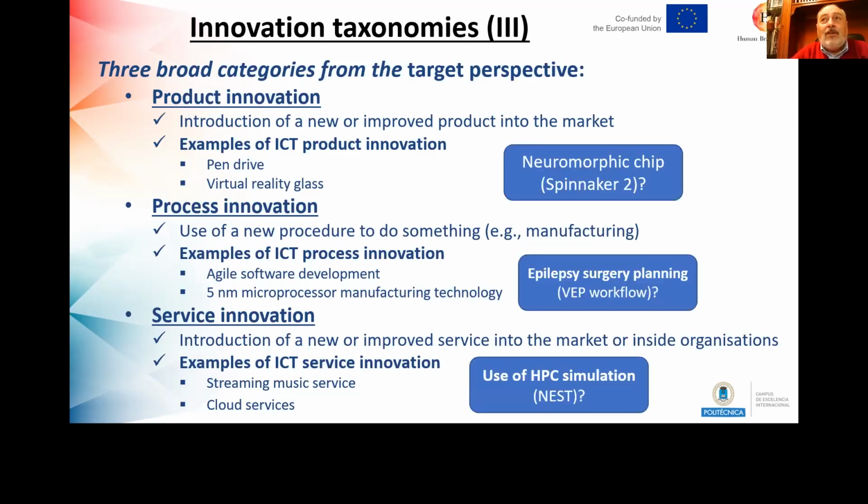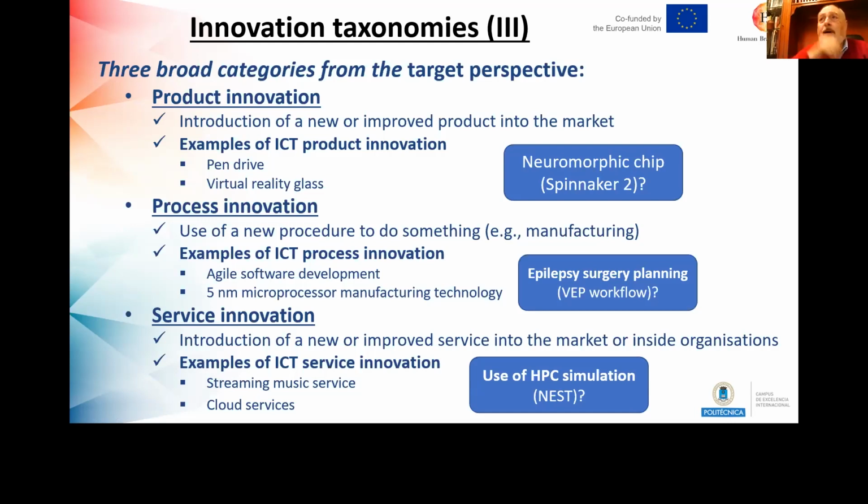We could find these kinds of examples in EBRAINS and HBP. Think about three elements here: neuromorphic chips, imagine a SpiNNaker, to put an example; epilepsy surgery planning; and HPC simulation in NEST. Think about to what extent these could be examples of a product, process, or service.